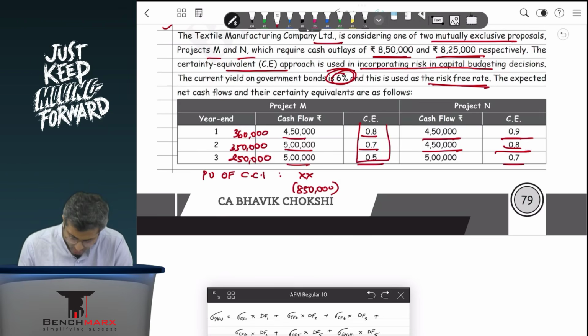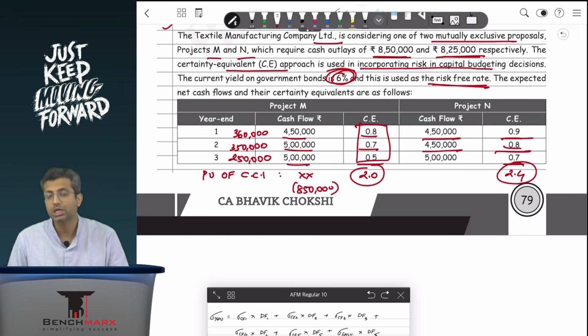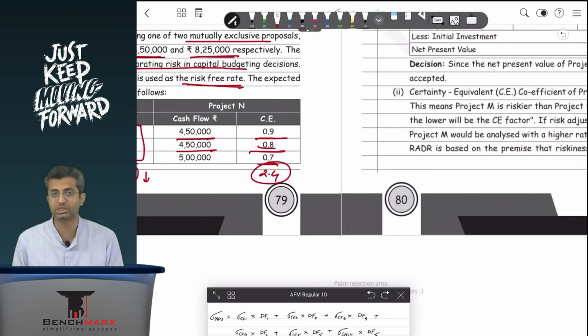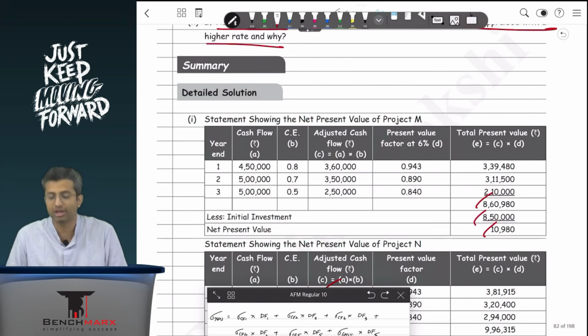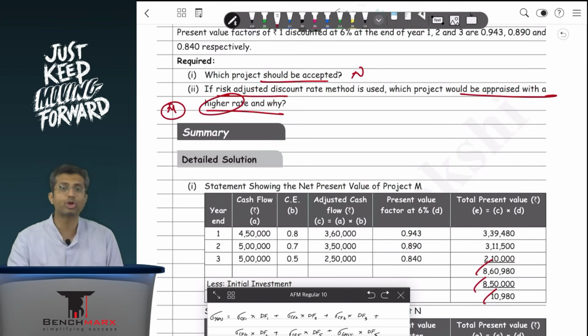I just know the average possibility. So what Institute has done over here is, they have taken the total of the certain equivalent factors. Like for example, the total over here is 2, whereas the total over here is, I think, 8 and 9 could be 17. I think this is 2.4 if I'm not wrong. Okay, so project N seems to have higher certainty. Higher certainty means it will have a lower discount rate, whereas M appears to have a lower certainty, and lower certainty means a higher rate. So over here the question is asking you which project should be appraised at a higher rate. We will say M. Why? Because it has a lower certainty factor. Lower certainty means higher uncertainty, and hence project M should be appraised at a relatively higher rate.